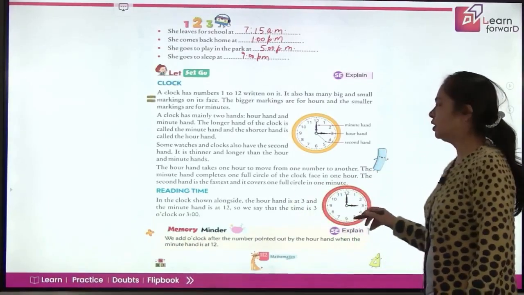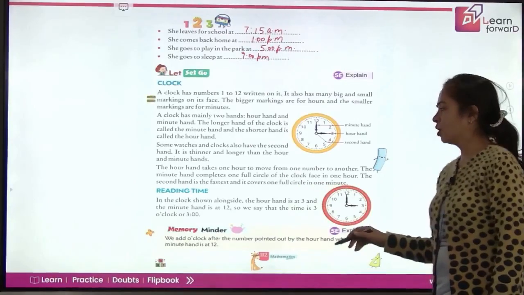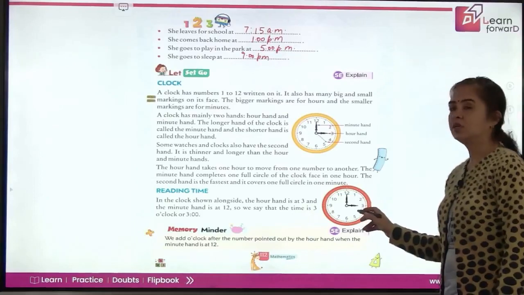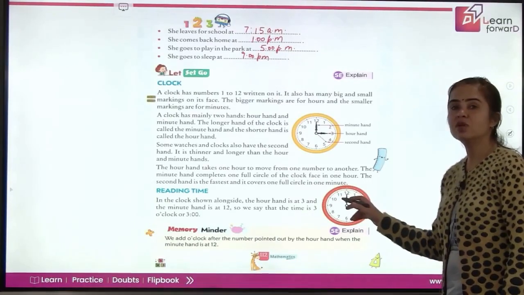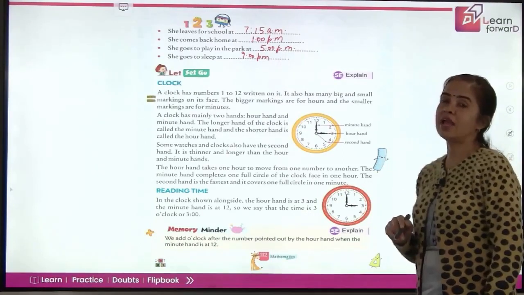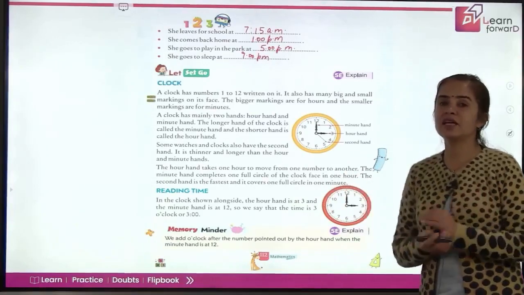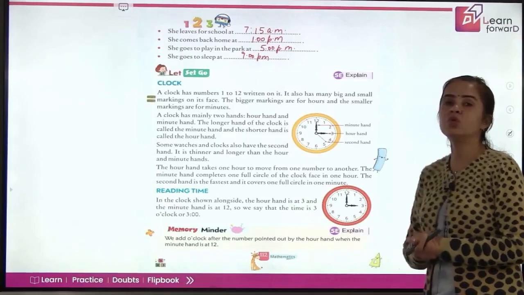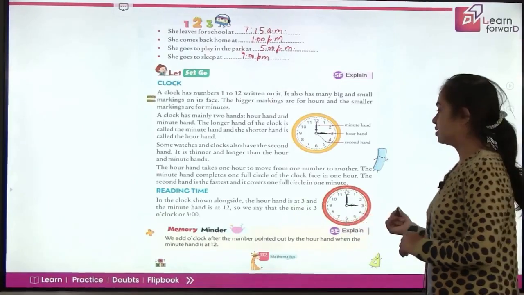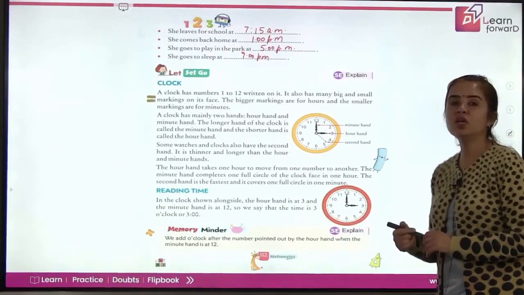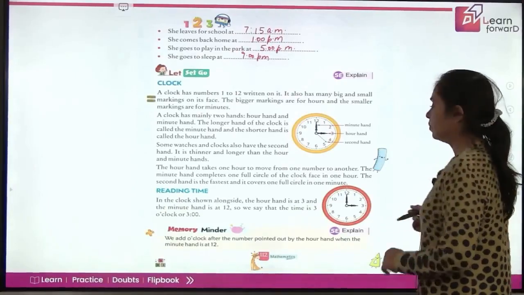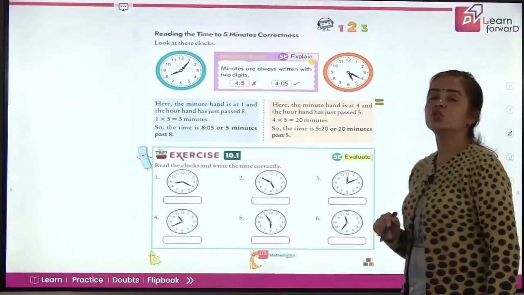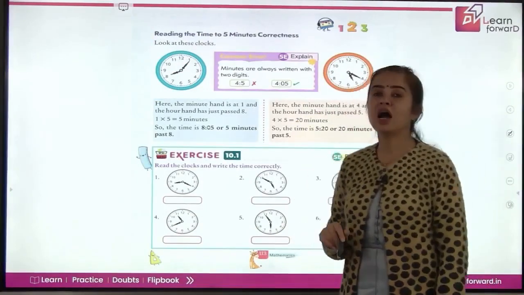Now, reading time. When you have to read the time in the clock that you see here, where is the hour hand? It is at 3. And where is the minute hand? It is at 12. So, whenever the minute hand is at 12, your time is exactly o'clock. So, what is the time here? Your hour hand will tell you what o'clock, because it is at 3. So, the time is 3 o'clock. Now, what you have to remember is whenever the minute hand is at 12, the time is hour o'clock.